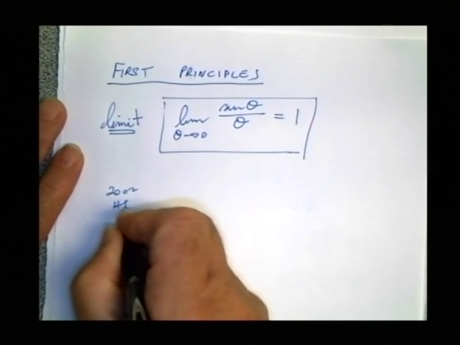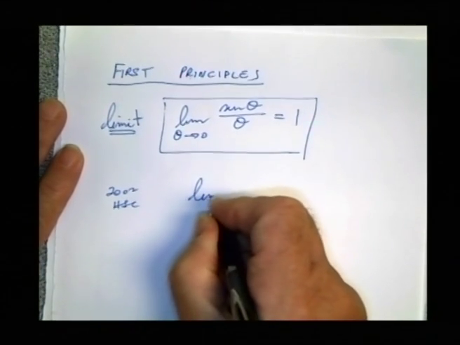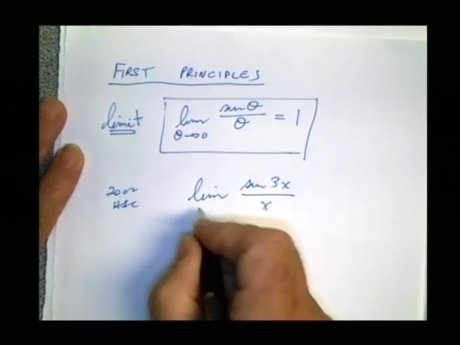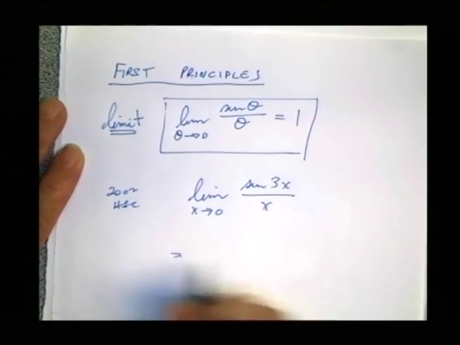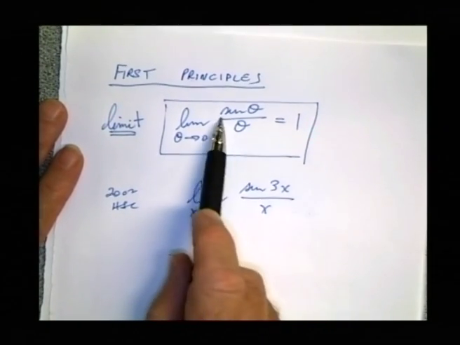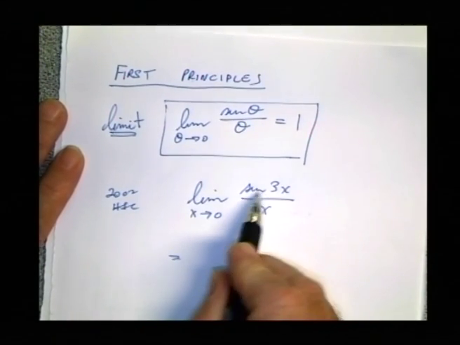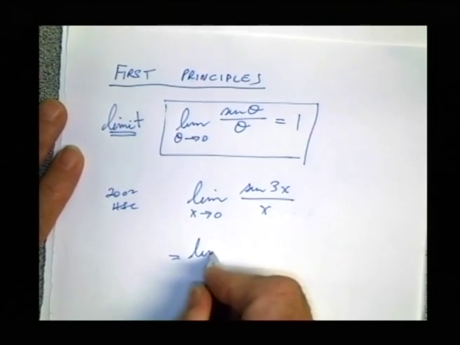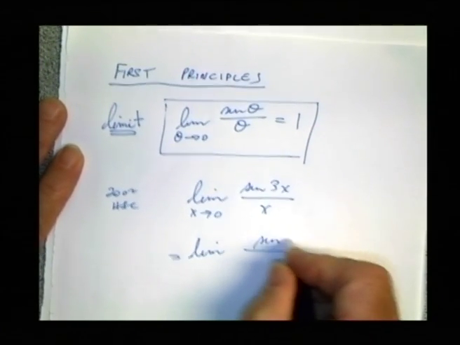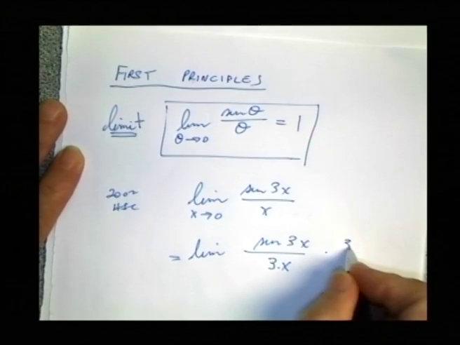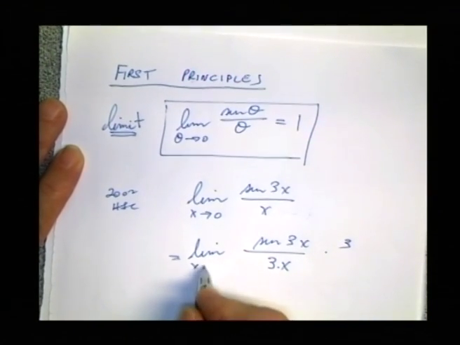I'll give you an example in 2002. This was the first question on the 2002 HSC paper. The limit of sine 3x over x as x tends to 0 is equal to, now you must change this form into sine theta over theta as theta tends to 0. Each of those has got to be the same. You can't do anything with 3x, can't take it out. So we'll just manipulate sine 3x, you'll put 3x here, and if you put a 3 there, you'd have to multiply by 3 because they would cancel out.